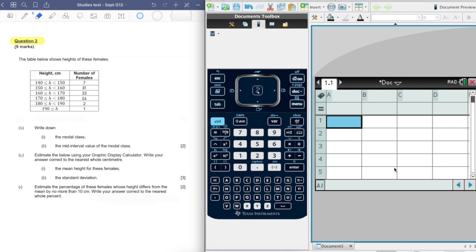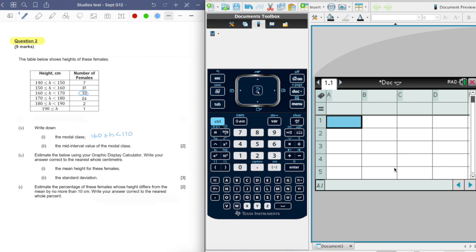Now the modal class I could actually do without the GDC. It's the highest value in the frequency, so it's the same as the mode, and the highest mode is 33, which is this one here. So the modal class is 160 less than or equal to h less than 170.